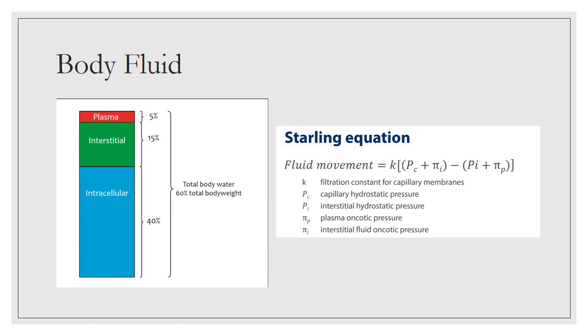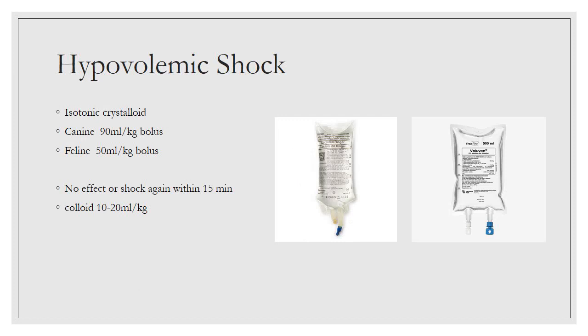Here is a picture about body fluid distribution rate and the Starling equation. It illustrates the body fluid movement. Fluid therapy can help hypovolemic shock and electrolyte imbalance. For hypovolemic shock, we can give isotonic crystalloid to our patient. For canine patients, we normally give 90 ml per kilo as a bolus, and for feline patients, we normally give 50 ml per kilo as a bolus.